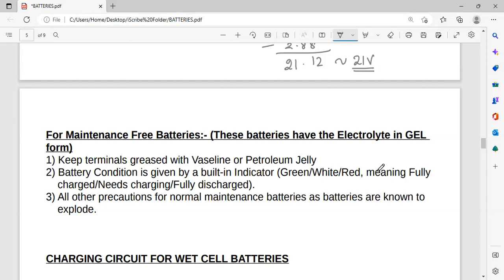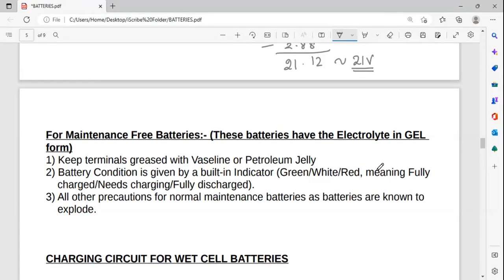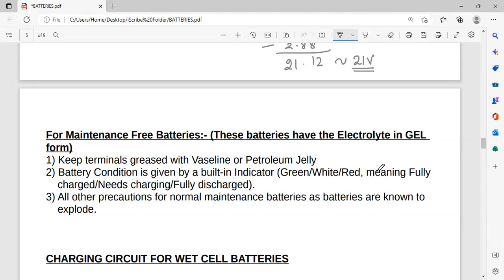So in order to give that type of indication of whether your battery is good or bad or somewhere in between, you generally have an indicator. Those that do not have an indicator, you just cannot do anything about it. But generally, maintenance-free batteries have that indicator: green, white, and red, where green means it is fully charged, white means it will require charging shortly, and if it is showing red, then it is in the fully discharged condition.